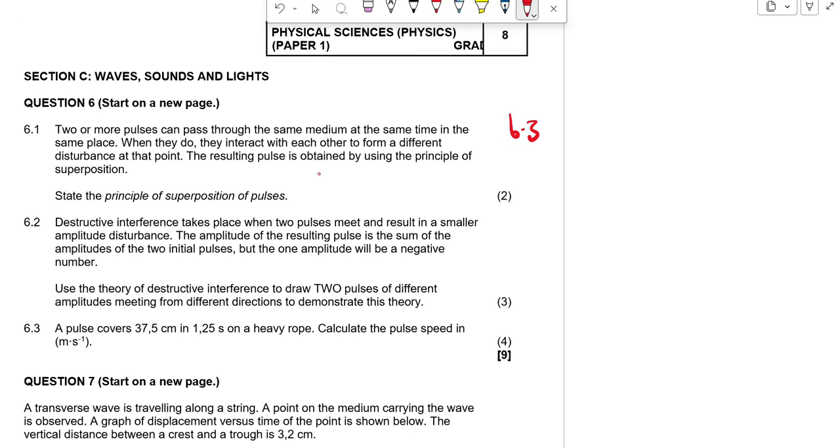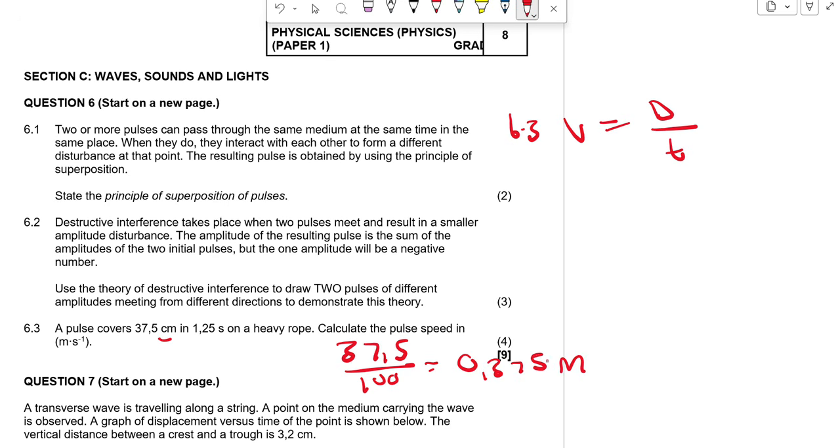So guys, we know that speed is given by distance over time. Okay, so what is our distance? My distance is 37,5. Do we deal with centimeters or meters? We deal with meters, so let's convert it. It means 37,5 we're going to divide by 100. So we get 0,375 meters. So we deal with meters, we're supposed to start by converting. So it will be 0,375 divided by time, you are given 1,25.